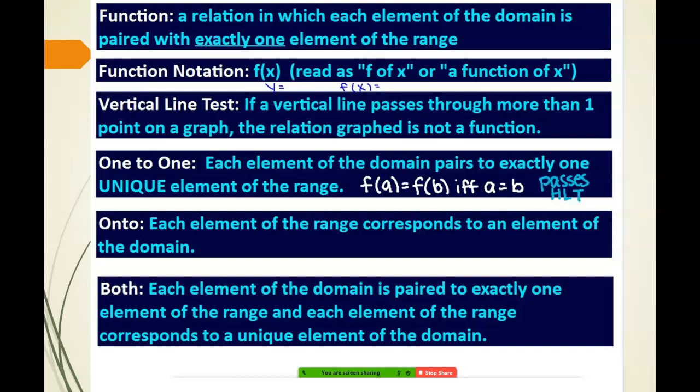We're introducing the term one-to-one. A function is deemed to be one-to-one if and only if every element of the domain pairs to a unique element of the range. So now if you are making a mapping, each arrow can only point to one number on the left and the right each one time.